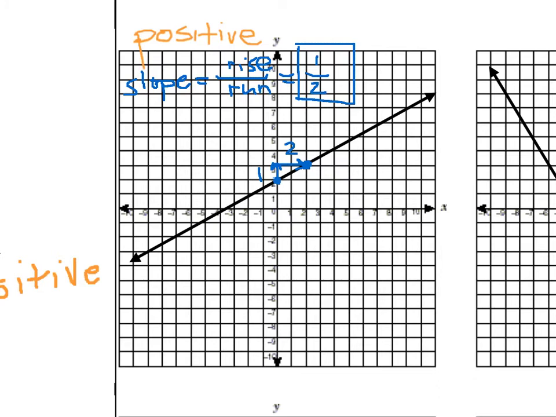Going back to what we said about this line at the very beginning, we said it was positively sloped. Did we get a positive slope? Yes. Absolutely. We got a positive slope. We said it was supposed to be positive. That's one quick check right there at the end. Okay? Let's move on to the next one.